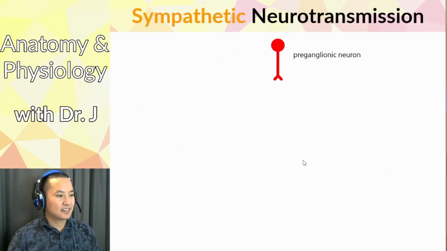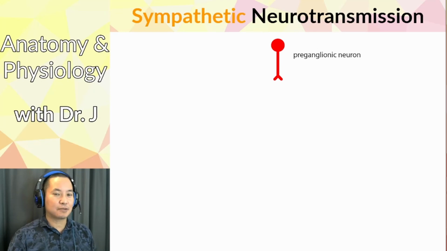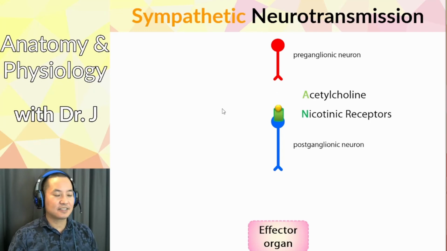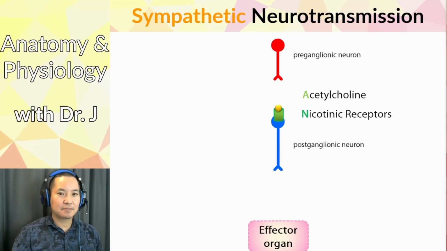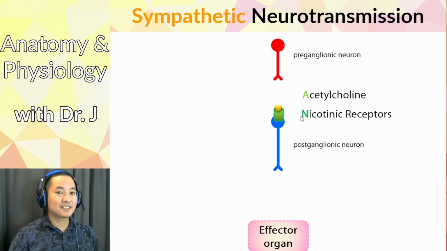Now, with the sympathetic nervous system, if you need a review, go back to the previous lecture about preganglionic and postganglionic neurons. We have neurotransmitters between the preganglionic and the postganglionic neurons, and these neurotransmitters are ligands. These are molecules such as the very familiar acetylcholine. The receptors it binds to at this synapse between the preganglionic and postganglionic neuron are called nicotinic receptors.